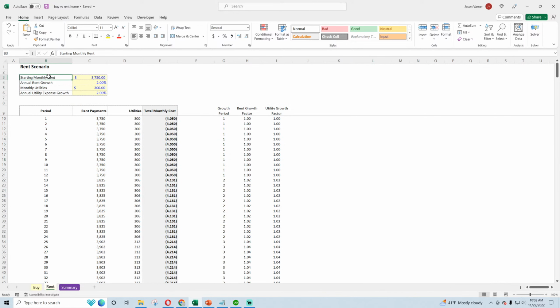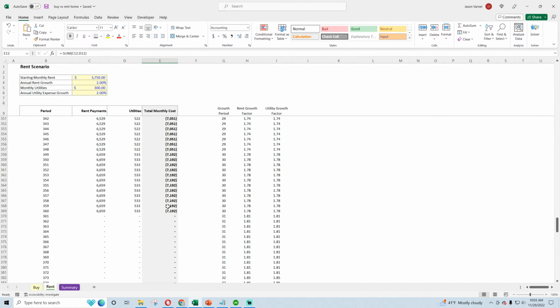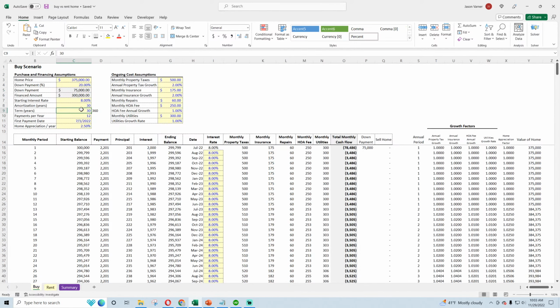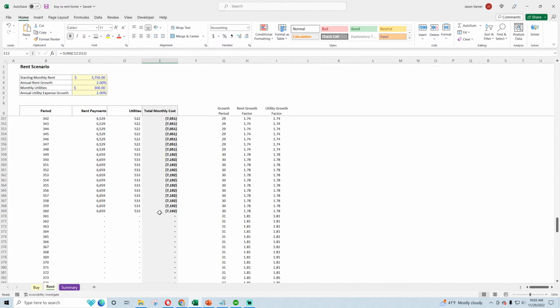Now, renting is a little bit more simplistic. You don't have any down payment. You have just a monthly rent amount, an annual growth rate of that rent amount, utilities, and growth of utilities. Now, if your utilities are included in this, you can just zero out the utilities. And then this shows the cash flow of renting over time. And then this automatically will end whenever this term ends because we're comparing the same exact time frames. So it's apples to apples.